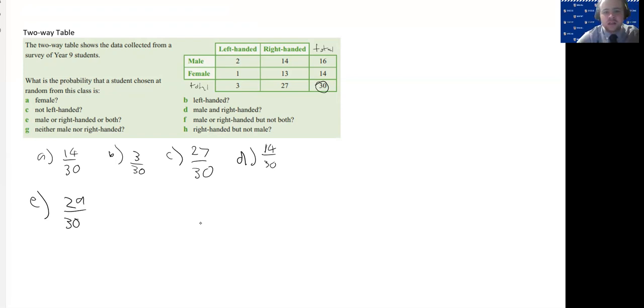So we did the total number for the males, which is 16, and then those who are female and right-handed, which is here, which is 13. Those together give us 29.